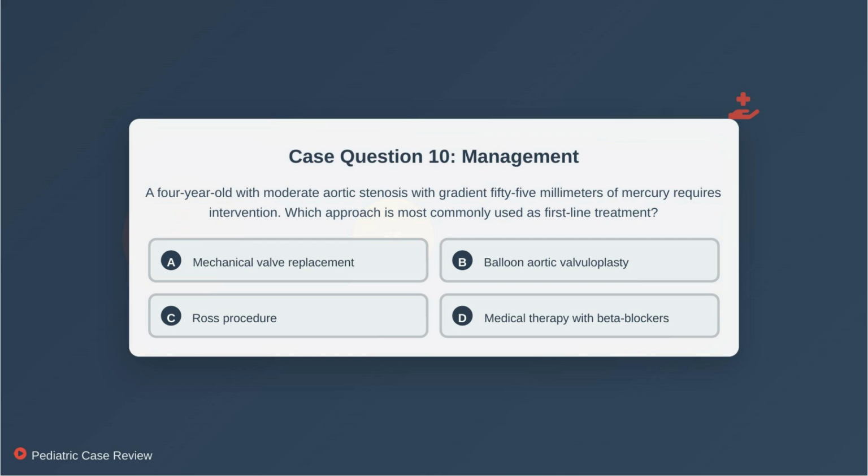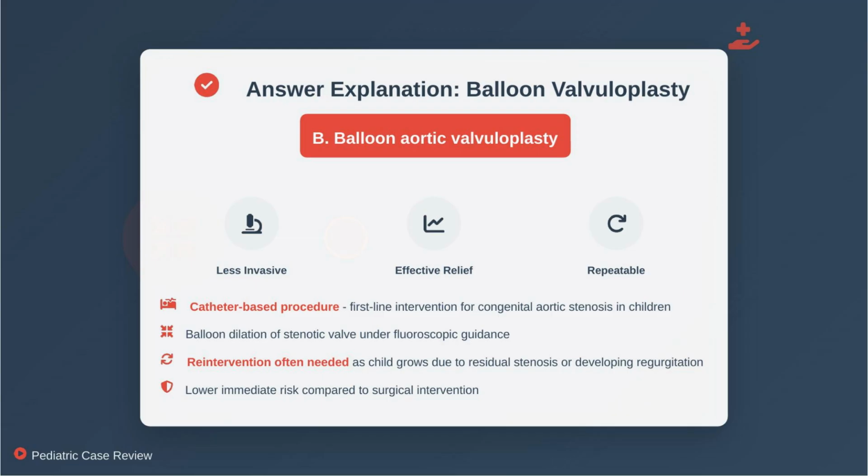A 4-year-old with moderate aortic stenosis with gradient 55 millimeters of mercury requires intervention. Which approach is most commonly used as first-line treatment? A. Mechanical valve replacement. B. Balloon aortic valvuloplasty. C. Ross procedure. D. Medical therapy with beta blockers. The correct answer is B.